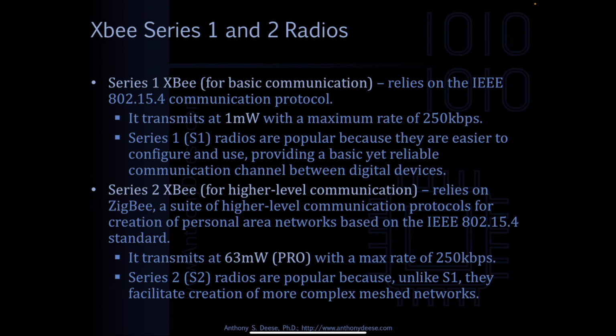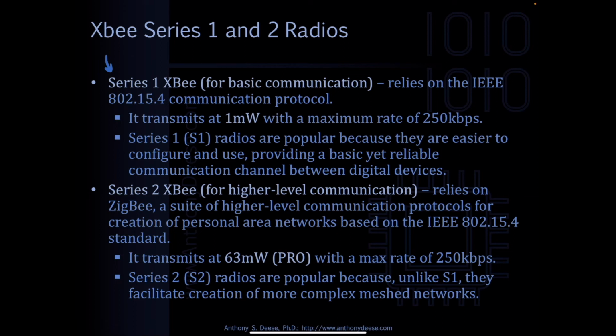All right, now talking about the difference between the Series 1 and Series 2 radios for 1 second. I think you can sort of understand the differences based on the outline. You know that the Series 1 radio is only going to be used for point-to-point communication. Anyway, so let's jump in right here. The Series 1 XBee radio is used for basic communication. It relies on the IEEE 802.15.4 communication protocol. It transmits at 1 milliwatt with a maximum rate of 250 kilobits per second.